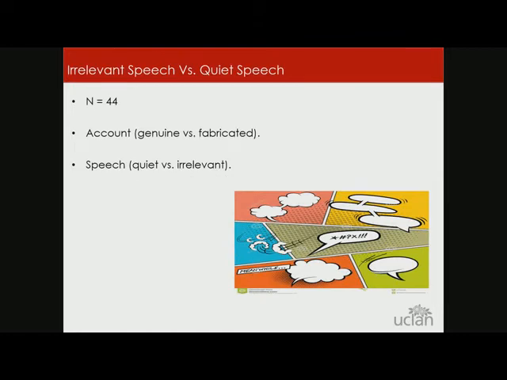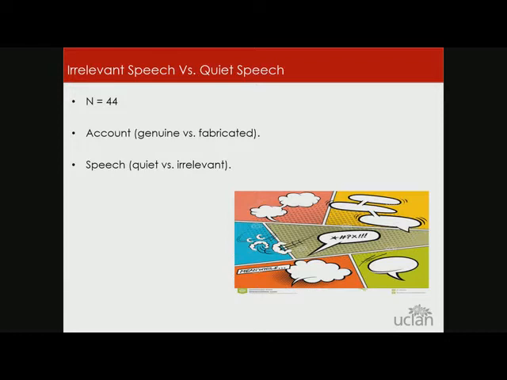So this data was collected in Sweden. For some reason, it is much easier to get willing participants in Sweden and also much easier to get money to pay them. So we had 44 participants, and they were given a cue word and they were asked to either talk about a genuine event, a genuine experience related to this cue word, or they were asked to fabricate an experience of something that they hadn't done.